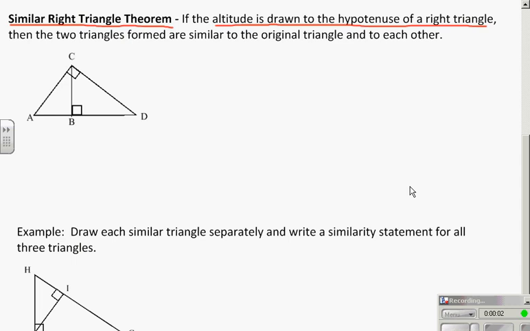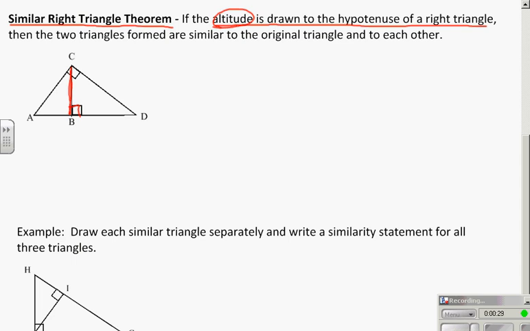Okay, this video is going to cover the supplemental material that was not typed into your guided notes. So the first theorem is the similar right triangle theorem. And it says if the altitude is drawn to the hypotenuse of a right triangle. Now altitude is a fancy word for the height, that perpendicular piece. This guy right here is drawn from the right angle to the hypotenuse in a right triangle.